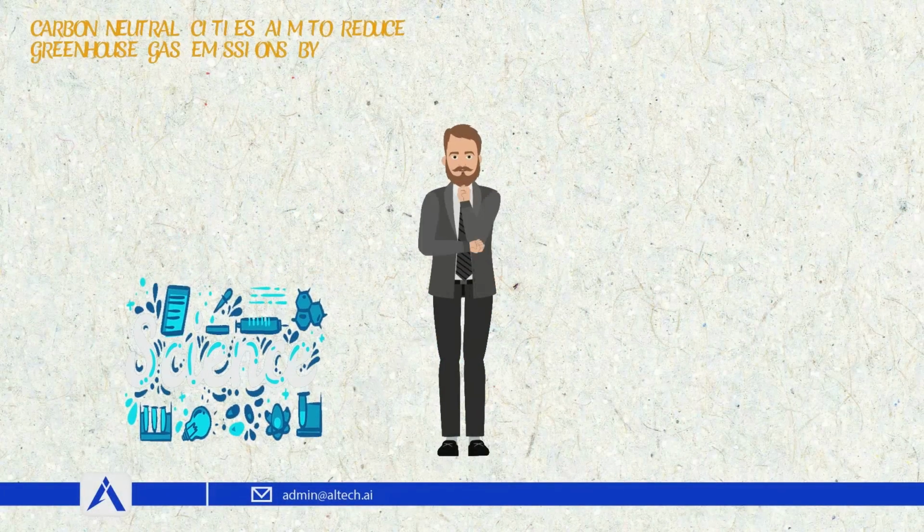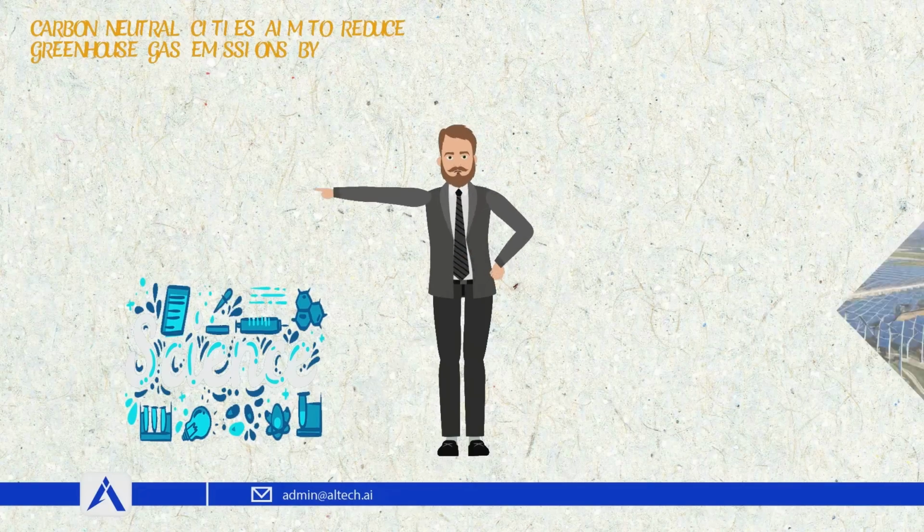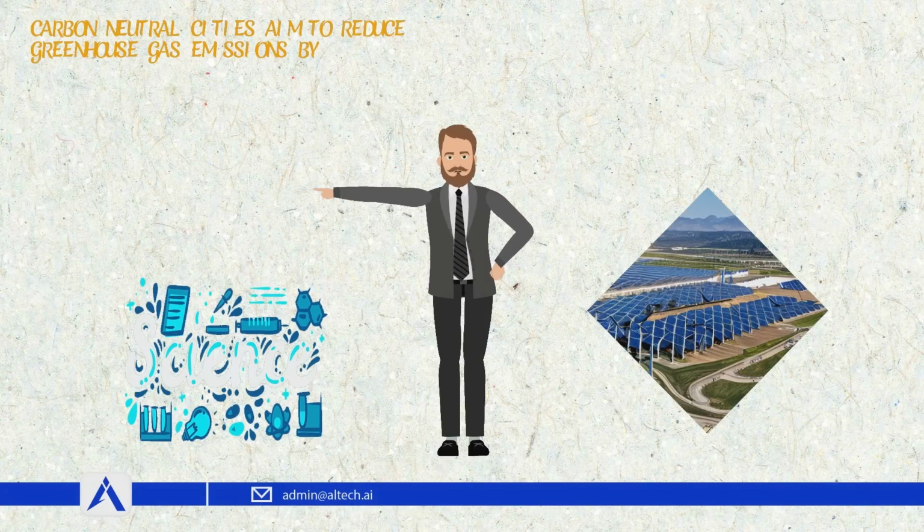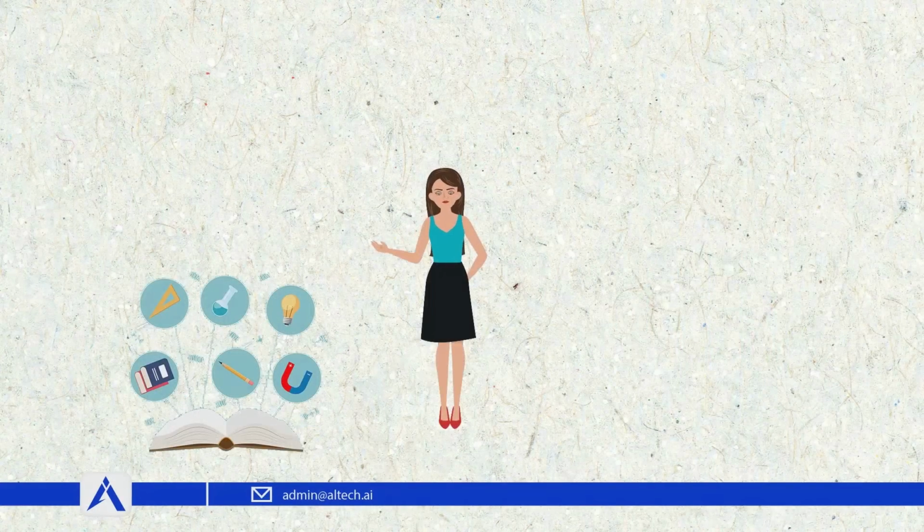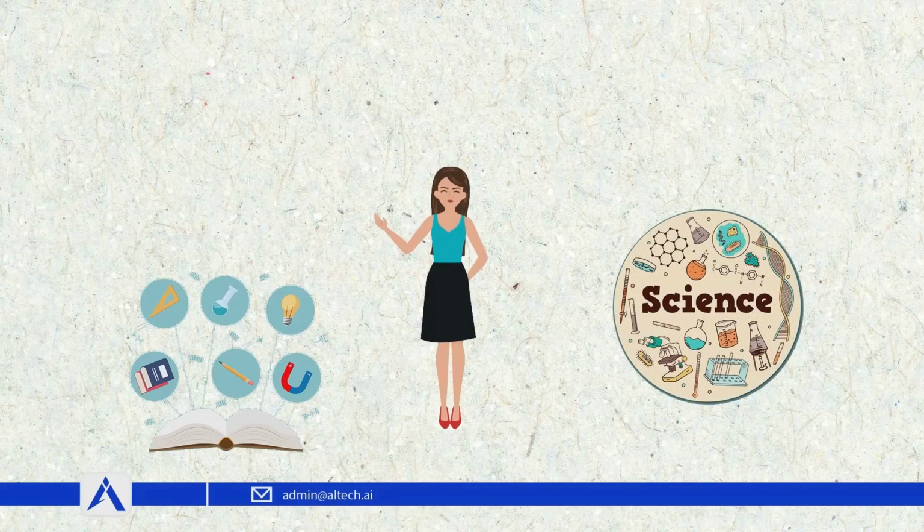Carbon-neutral cities aim to reduce greenhouse gas emissions by using renewable energy sources to power their infrastructure and transportation systems. Renewable energy sources, such as solar, wind, and hydropower, are crucial in the effort to become carbon neutral. They are highly efficient and sustainable, making them an essential part of the solution to climate change.